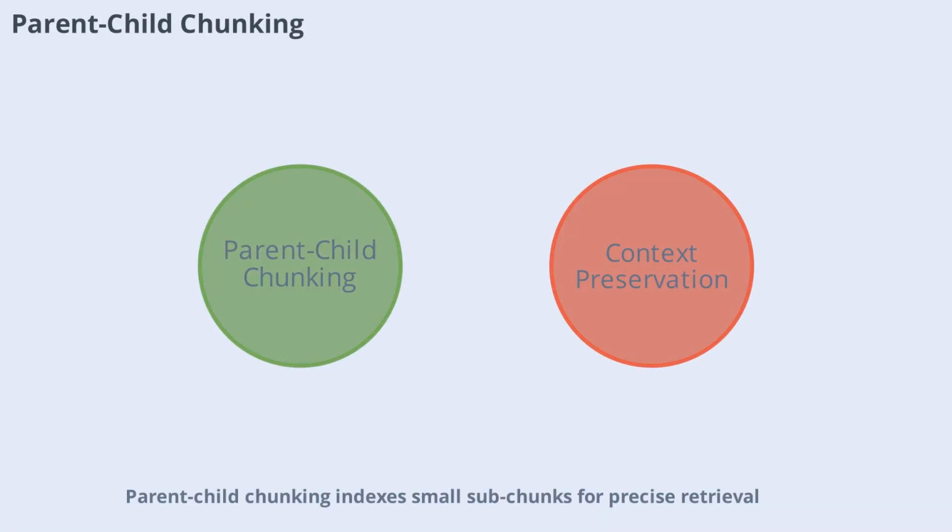Parent-child chunking indexes small subchunks for precise retrieval but returns the entire parent section for context. This strategy is especially useful for structured documents like legal texts, where maintaining context is as important as pinpointing specific information. It ensures both accuracy and completeness in retrieval.